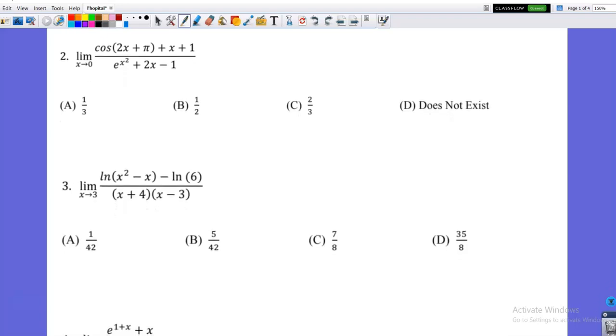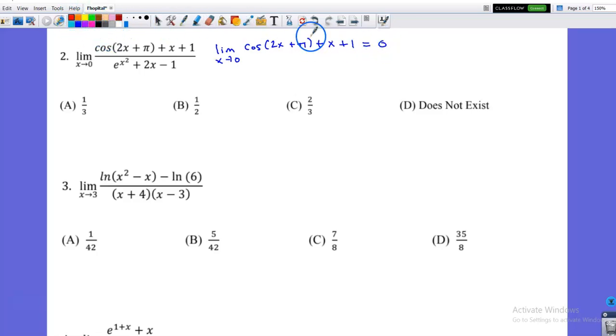Problem number 2, same process. We're going to begin by showing that the limit as x goes to, in this case, 0 of cosine of 2x plus pi plus x plus 1. If I substitute 0 in place of x right here, I will get cosine of pi. Cosine of pi is -1. Substituting 0 here would give me 0, so -1 plus 0 plus 1 would be 0.